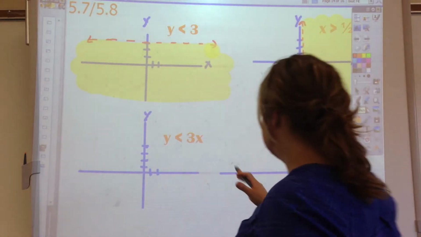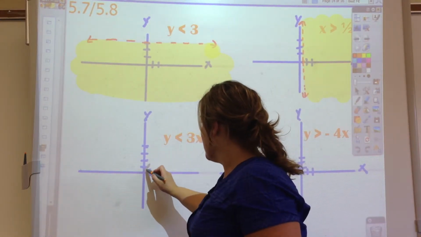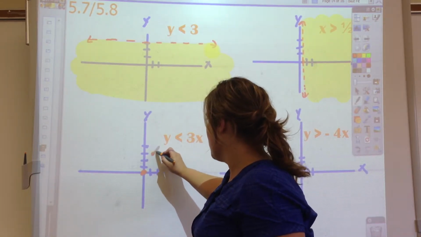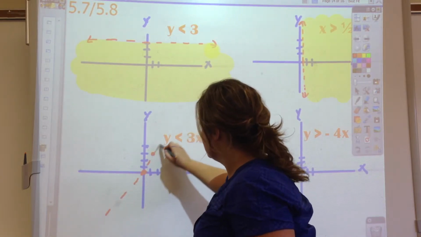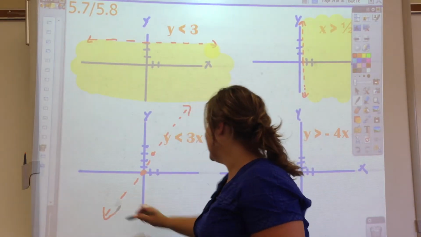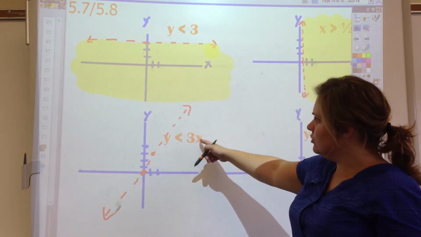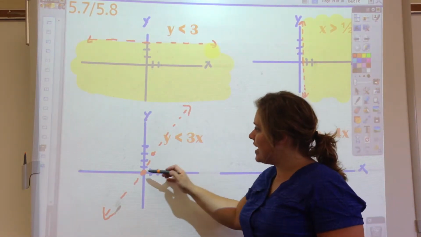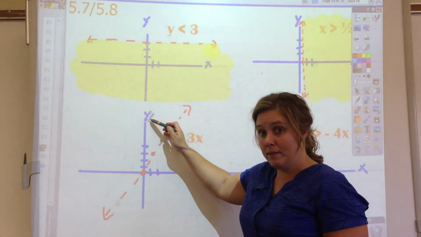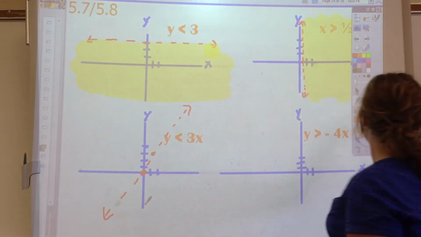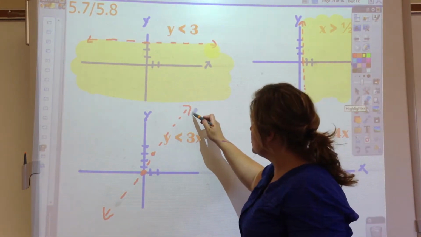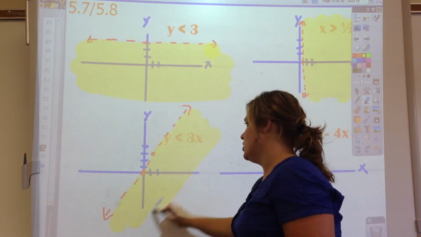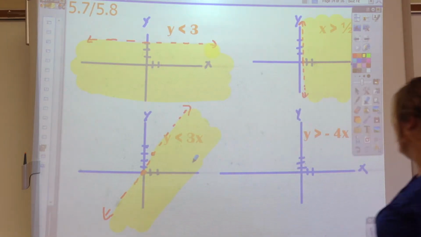If y is less than 3x, my y-intercept is 0, and my slope is 3. I go up 3 and over 1. Again, it's less than it. So I have a dashed line. And then I look at this equation, and y needs to be less than this line. So where is y less than the line? Are the values of y less than above it or below it? Hopefully you agree with me that y gets smaller below the line. So I'm going to go ahead and shade where y goes down below.